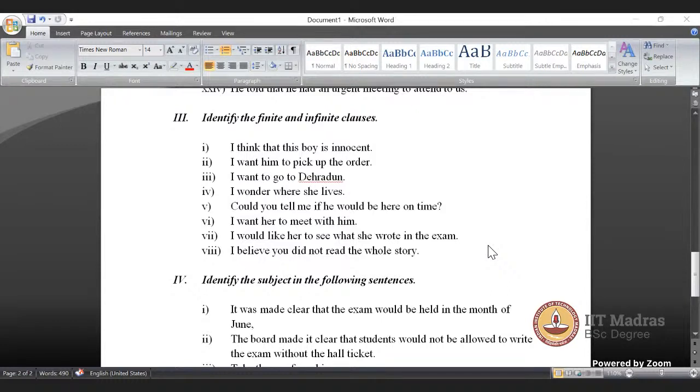Sixth one. I want her to meet with him. Infinite, similar to the second and the third sentence. I would like her to see what she wrote in the exam. Now, this has two components. One could be finite and the other could be infinite. You need to pick which one that is.